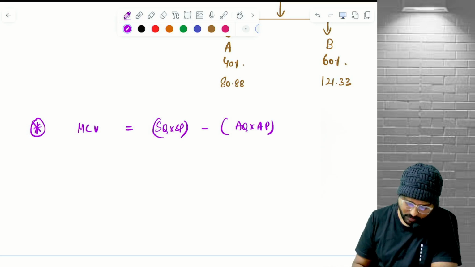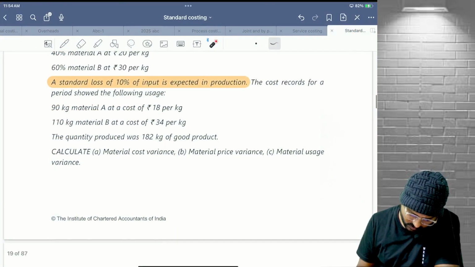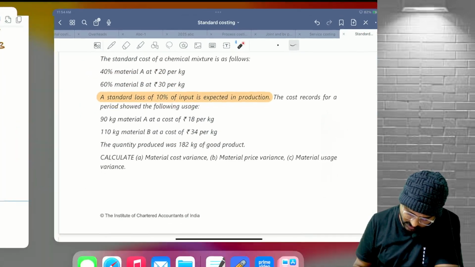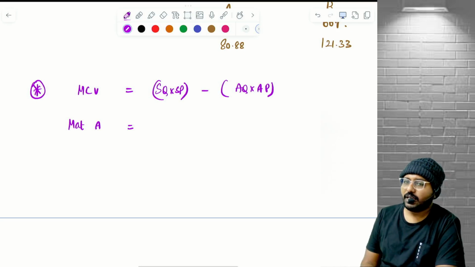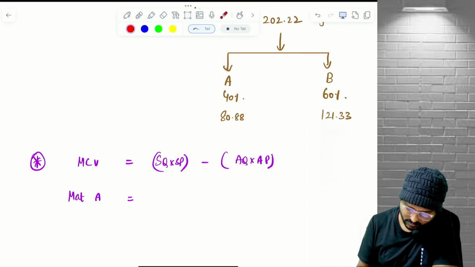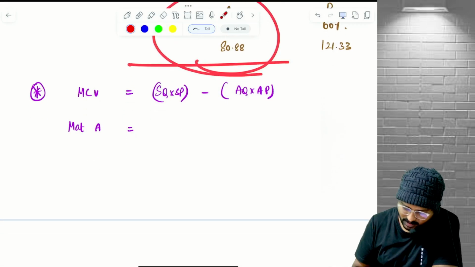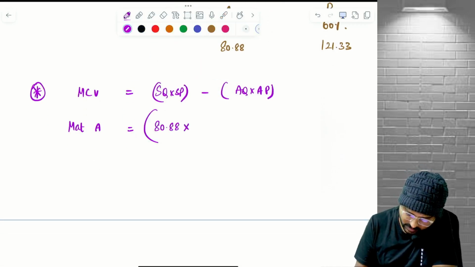Fantastic. Now, one by one we'll go. First, I'll start with material A. Do I need material A and B here, or it's given together? Right, same stuff. Material A. Standard quantity into standard price. What is standard quantity for material A? Just now we have calculated. 80.88 into standard price, 20. It's there in the question. Minus actual quantity into actual price.